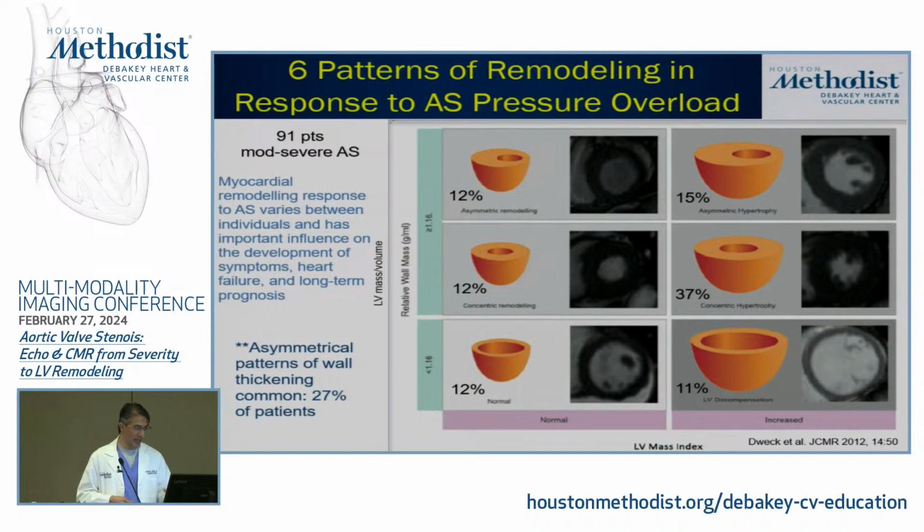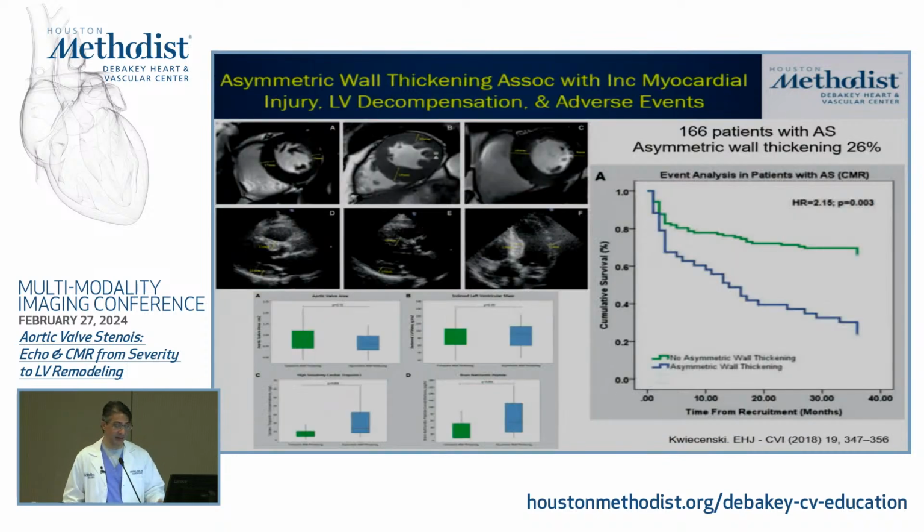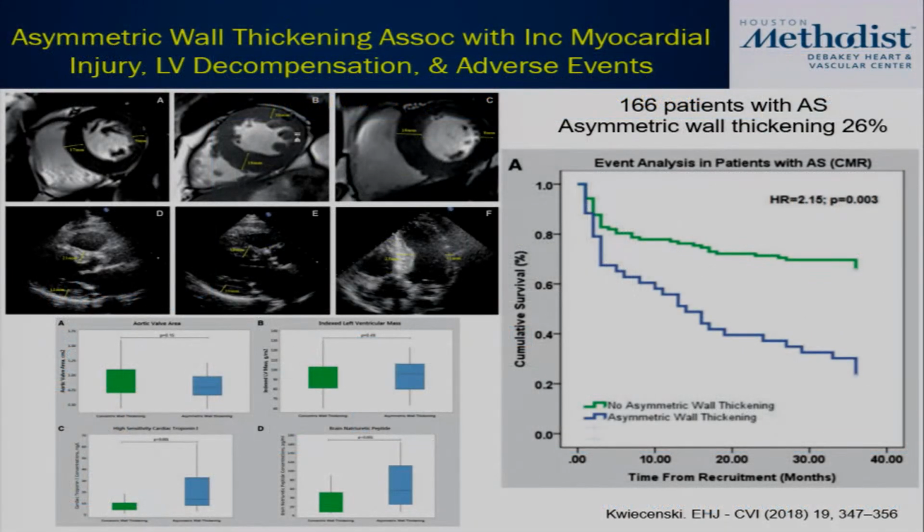But did you know that 27%, or let's say 30%, have an asymmetrical pattern of wall thickening? So maybe the anteroseptum will be a little bit thicker than the posterolateral wall. And as it turns out, this is a good amount of patients that will have this asymmetrical thickening, but it actually has prognostic significance. In this study, the patients who had this asymmetrical thickening had worse prognosis than those who had a more symmetrical pattern.